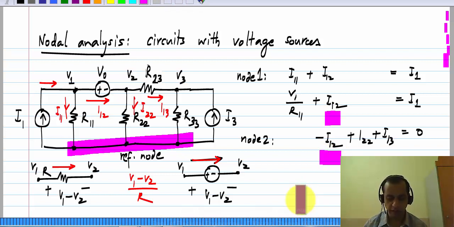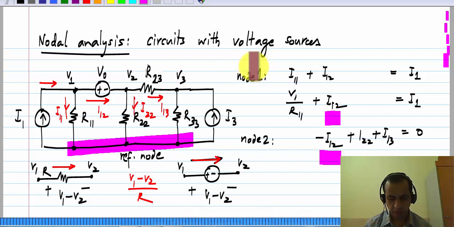Again, I don't know the value of minus I12. I22 and I13 I can relate to the voltages and resistor values. Okay. This is the essential problem when we have voltage sources in a circuit and we have to carry out nodal analysis. The currents in voltage sources cannot be related to the voltage across the voltage sources. Okay. So what is it that we do?